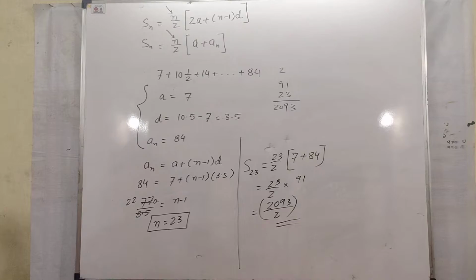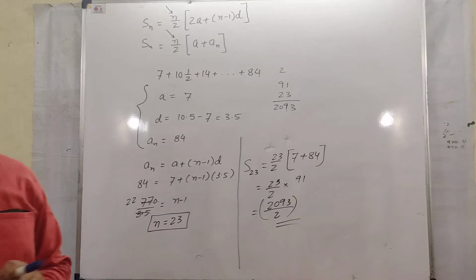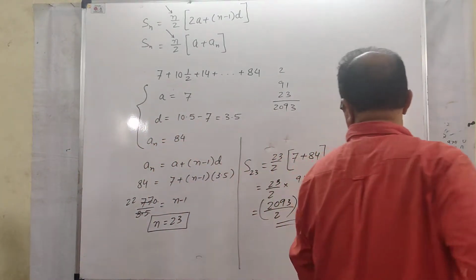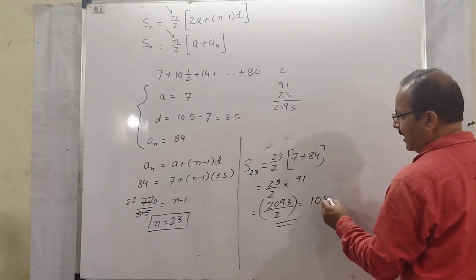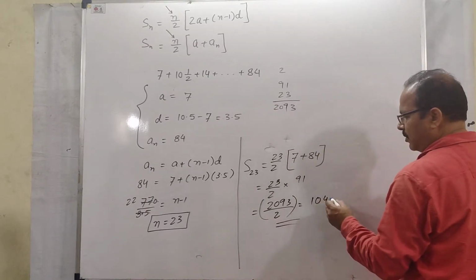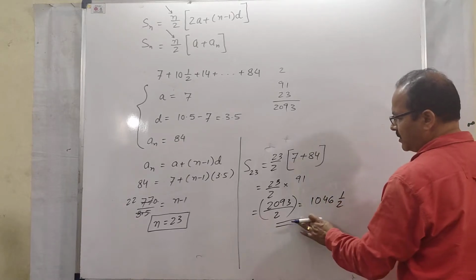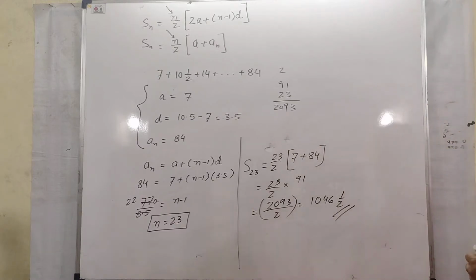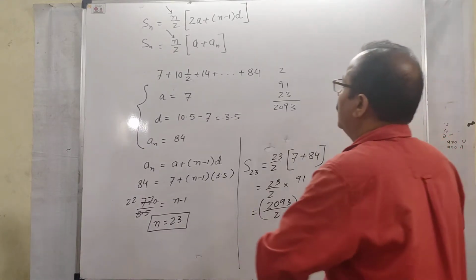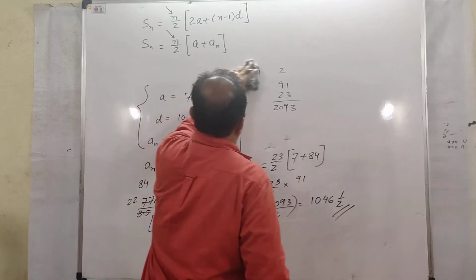Question number 2 is also a very important question, because in this question we are using the second formula, and we also have to calculate one more term. This can also be written as 1046 and 1 upon 2, because in the answer sheet it is given like this. So this is also the form in which we can represent the answer.